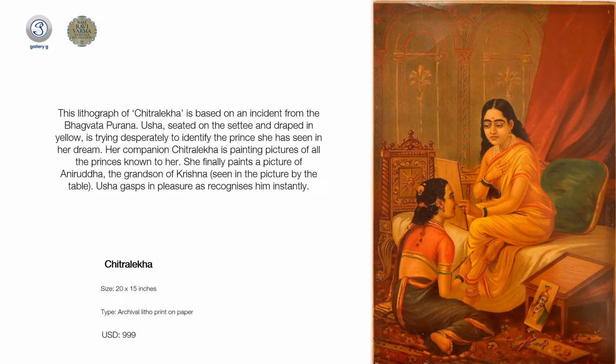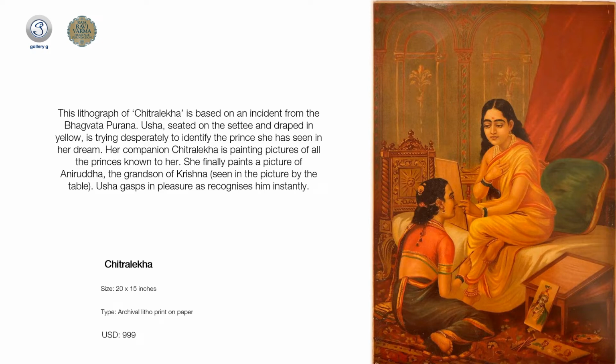So what happens is the woman in yellow is Usha, a famous princess. Her story comes from Mahabharata. So Usha one day dreams about this very good looking prince and she immediately falls in love with him. But she is unable to identify who is this man, and the next day she goes to her friend who's a painter and asks for her help.